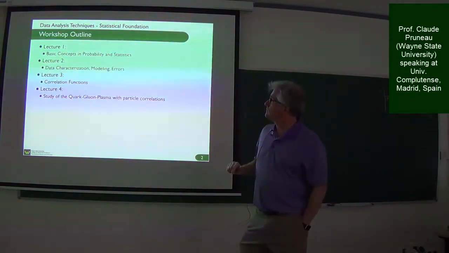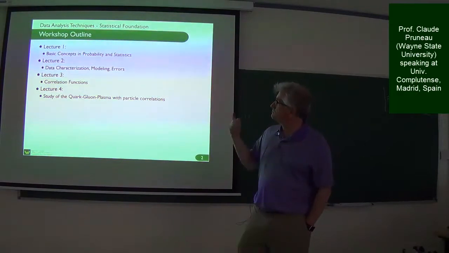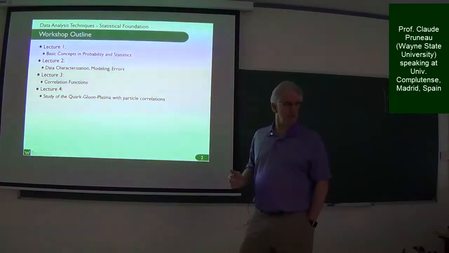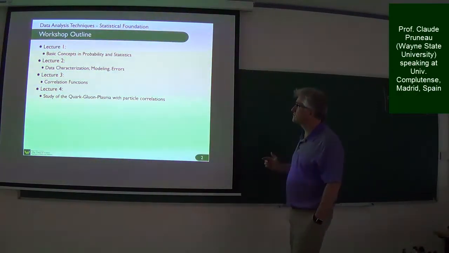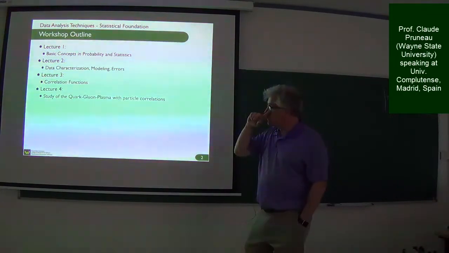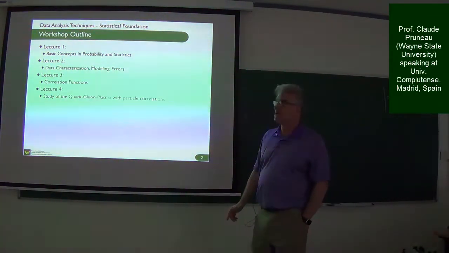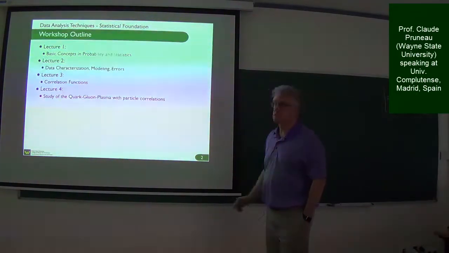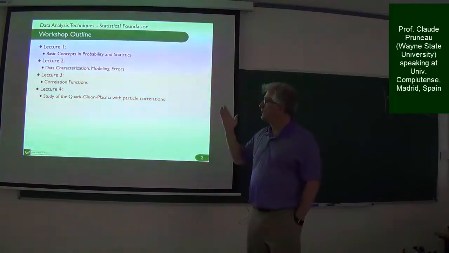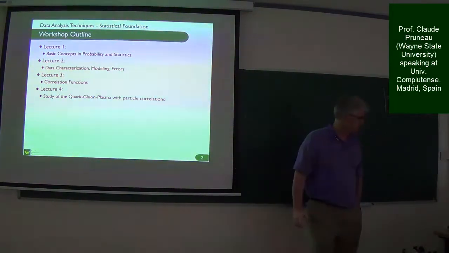Today we're going to talk about basic concepts in probability and statistics. Much of the material is probably known. The second lecture will be on the data characterization, modeling errors. The third lecture will be on correlation functions, and I have a 4th lecture on the study of the quark-gluon plasma, really the physics of what has been done at CERN, the Large Hadron Collider, in the study of heavy ion collisions.